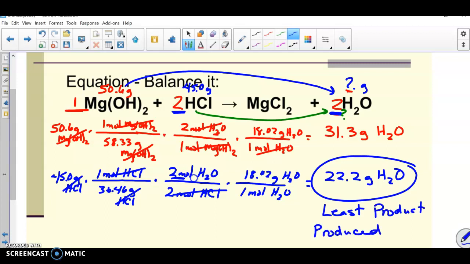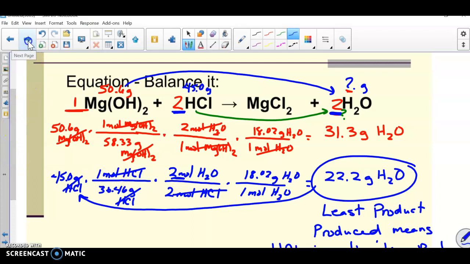So that means, which one did I use to calculate that? HCl? HCl is limiting. So HCl is controlling how much water is being produced. Okay? So that's how we figure that out.